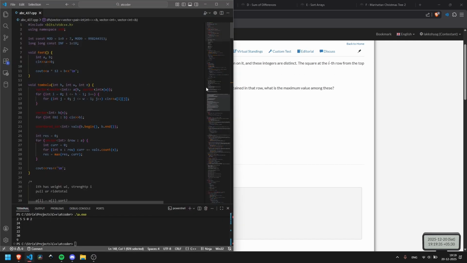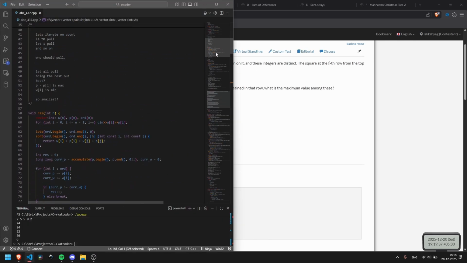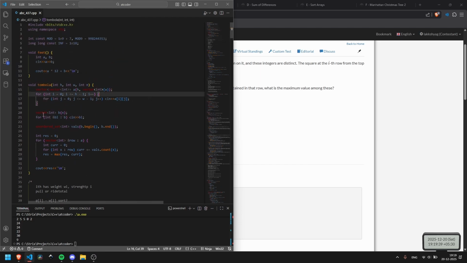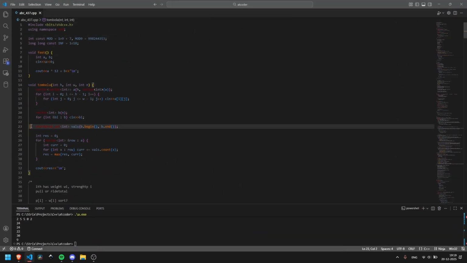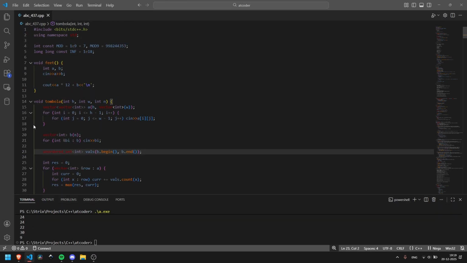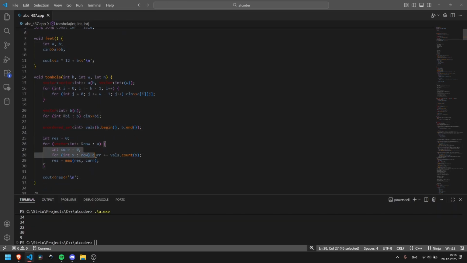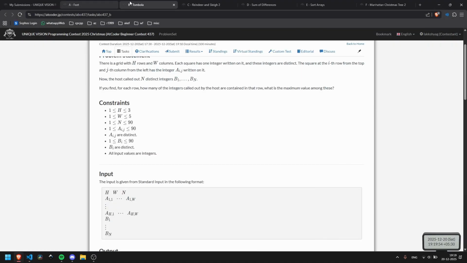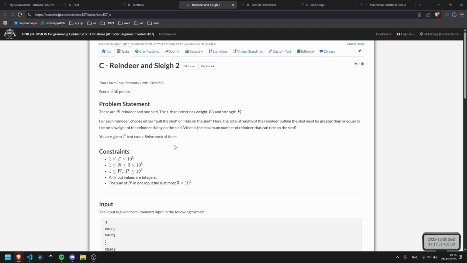For this, the easiest implementation would be you make a set of all the elements of B. I hope this is visible. Yeah, you make a set of all the elements of B, and then for every row you just count the occurrences, maximize, and then output the answer. So A and B were fairly straightforward.